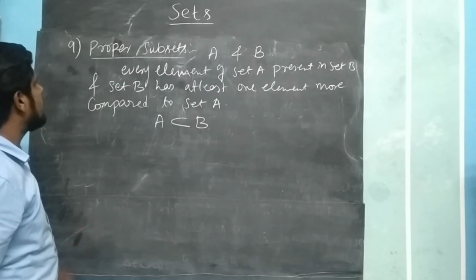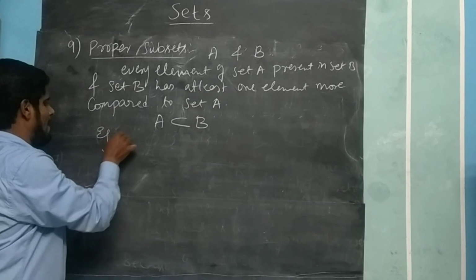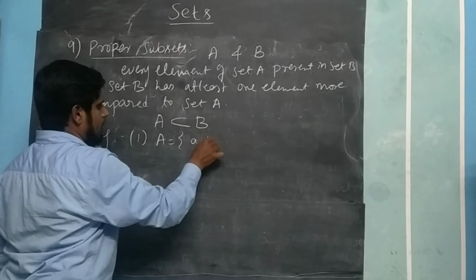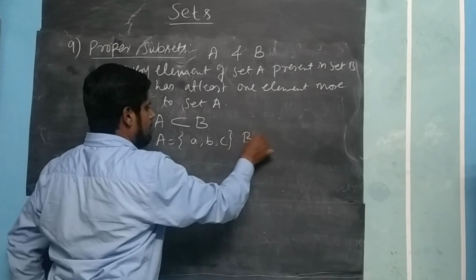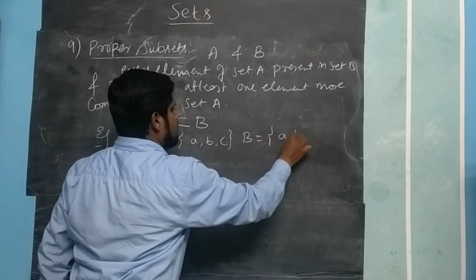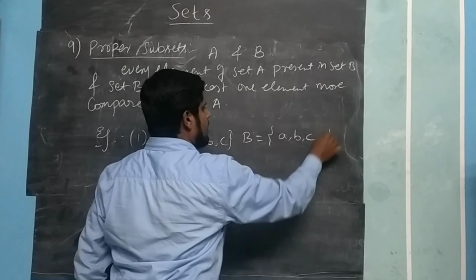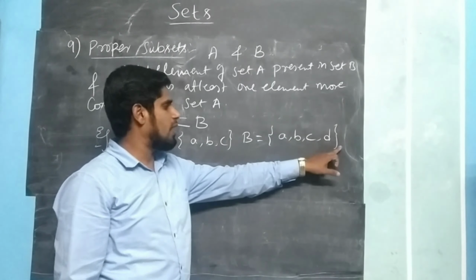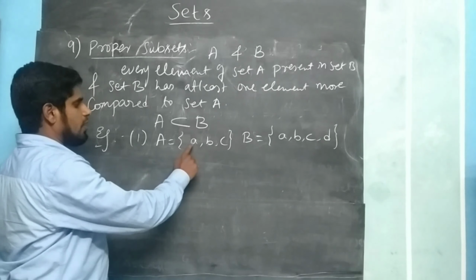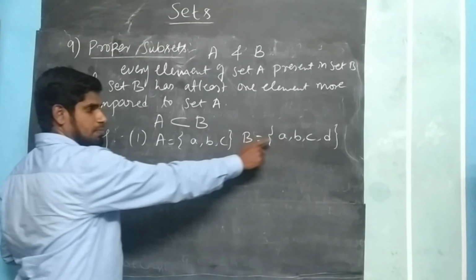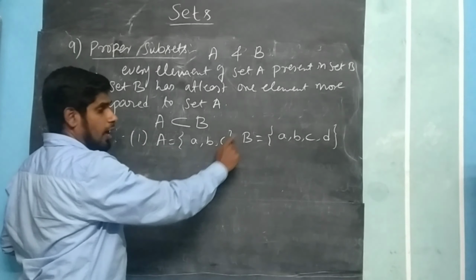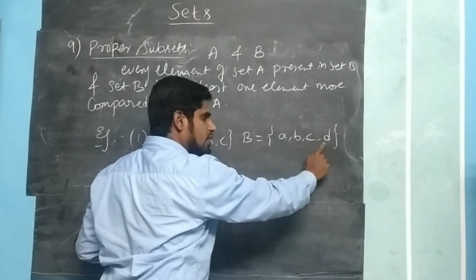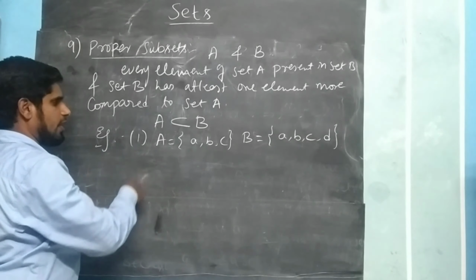So what are the examples here? If set A equals {a, b, c}, and set B equals {a, b, c, d}. A has 3 elements, B has 4 elements, but the first condition is every element of set A must be present in set B. Yes, it is there. And B has at least one more element. I can write a few more elements also, but at least one element more compared to set A.